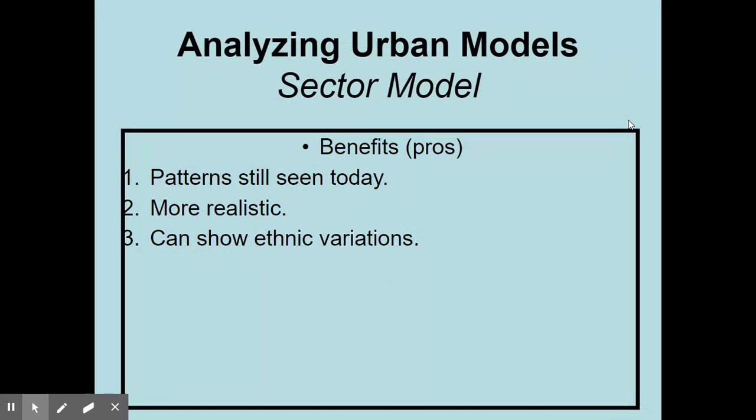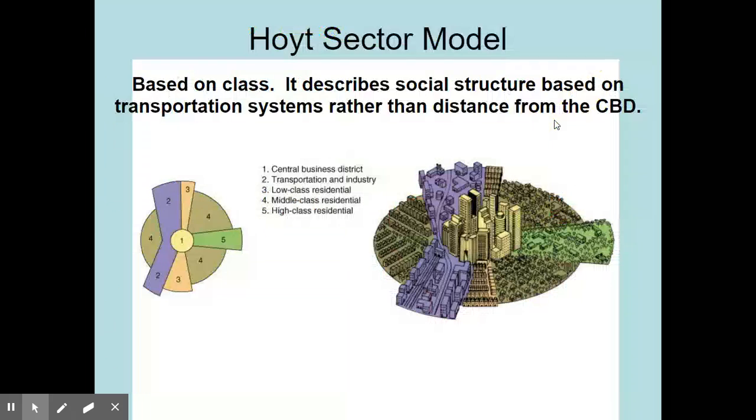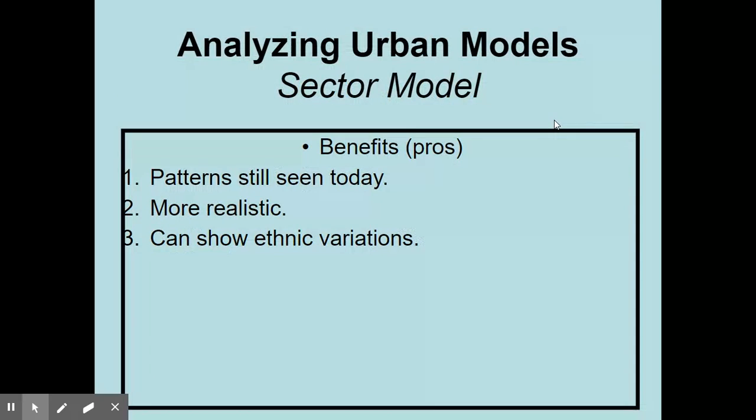So, what are the benefits of that? We still see these patterns today. These cities would be like St. Louis. You could see the development here in Denver. You might be able to analyze this in Dallas. It shows ethnic variations. When we look at where there are different neighborhoods, this might be the Hispanic neighborhood. This might be the white Caucasian neighborhood. This might be the African American neighborhood. So this is a model that definitely starts to show demographic patterns.